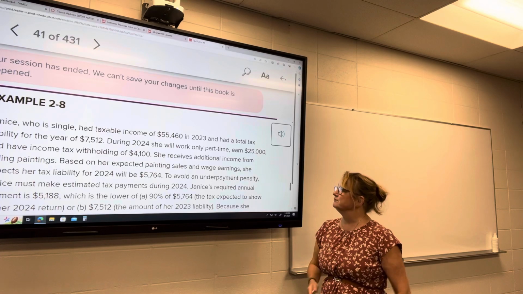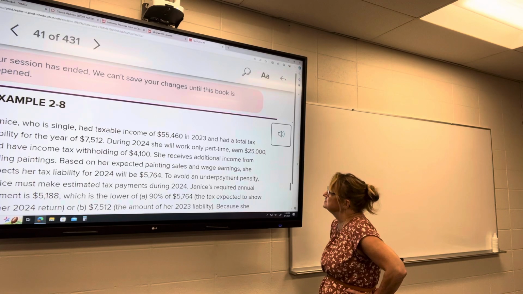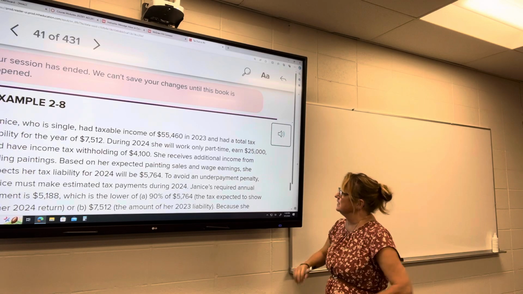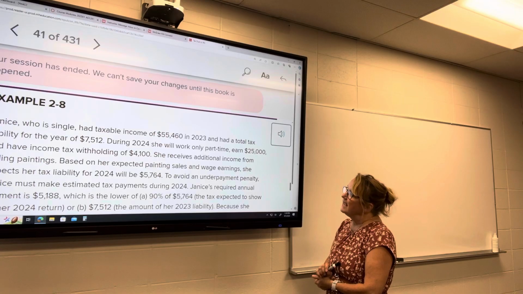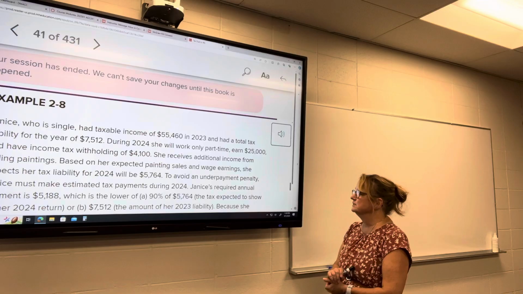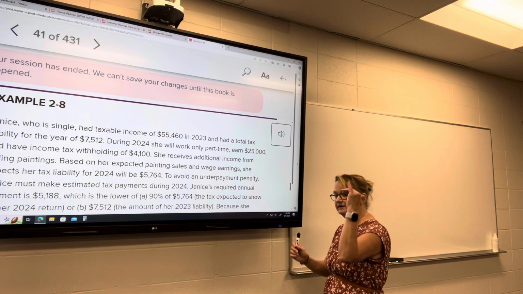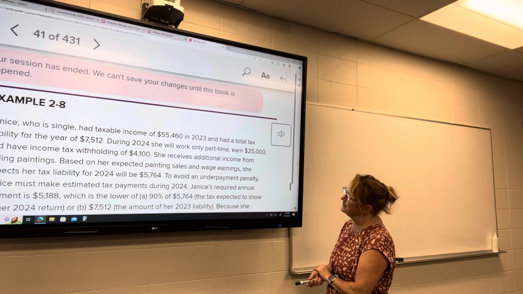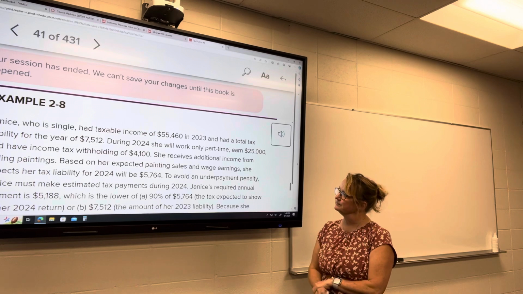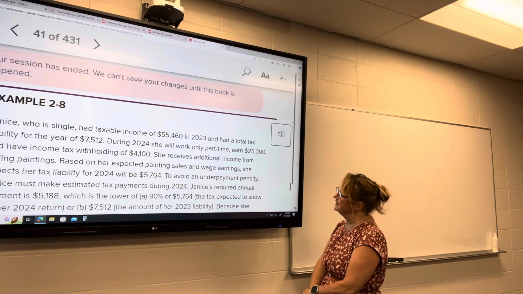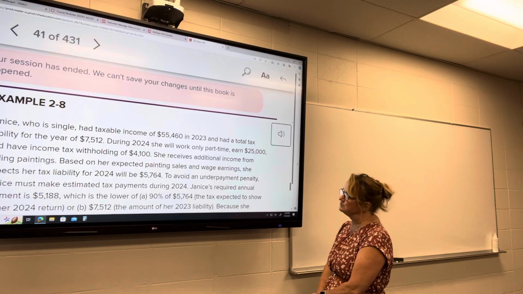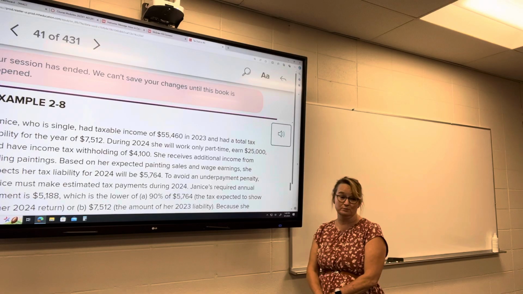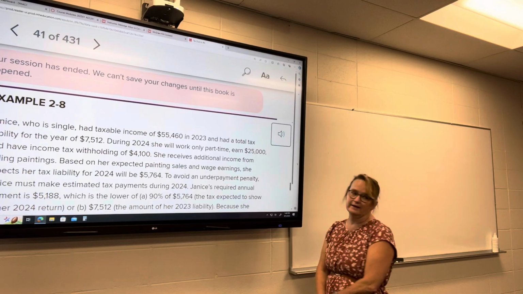Next year, during 2024, she's only going to work part-time, and she thinks she's only going to earn $25,000. Maybe she's going to retire, who knows. She estimates that her income tax withholding is going to be $4,100. So she's having a dip in her income. She receives additional income from selling paintings. Based on her expected painting sales and wage earnings, she expects her tax liability for 2024 will be $5,764. That's really precise, by the way. I'd round that up to $6,000.